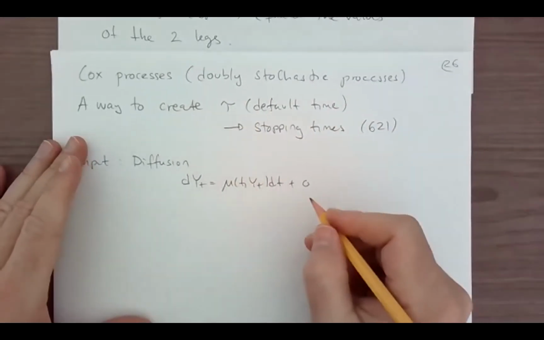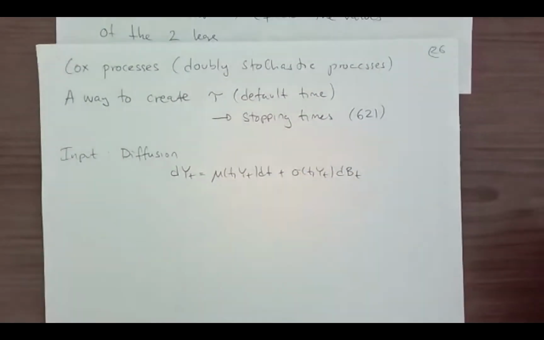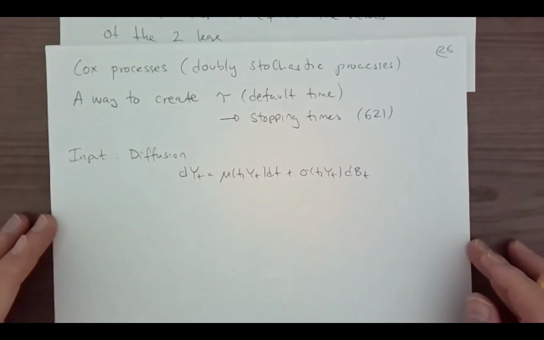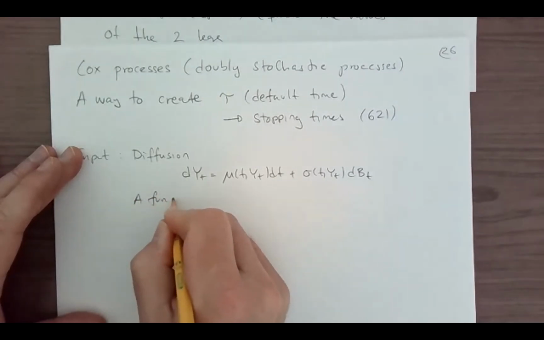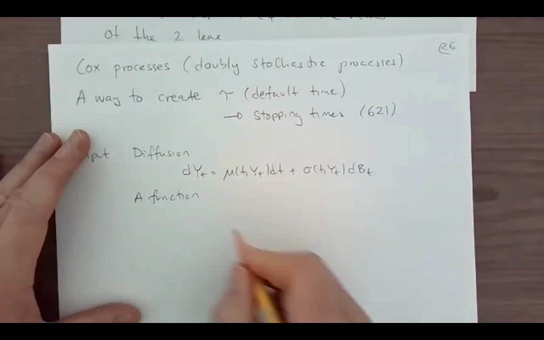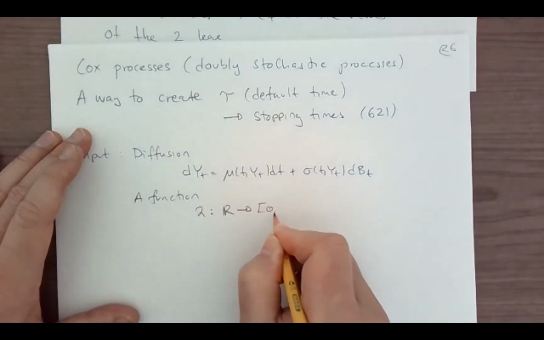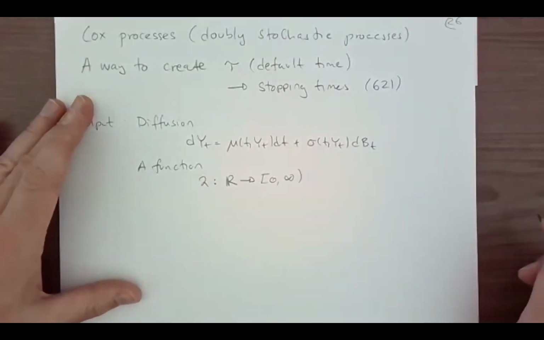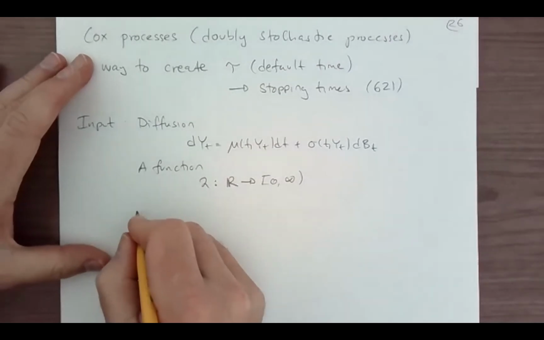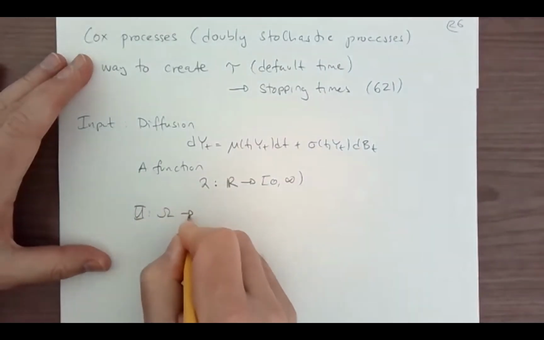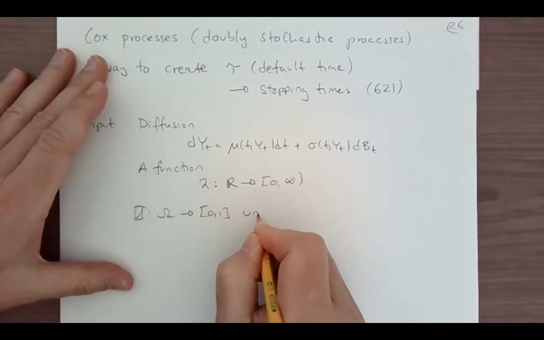Okay, so you have a mu, sigma, y_t, dB_t. So that's your diffusion. And another input is going to be a function, lambda, that goes from R to positive. And then we need a uniform random variable, U, that goes into [0, 1]. This is uniform.